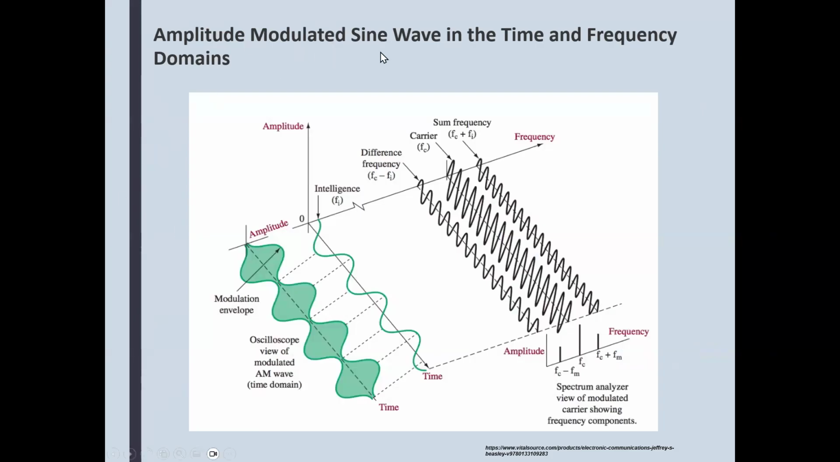An amplitude modulated sine wave, in the time and frequency domains. We have a carrier. It looks like this, almost like a 3D over 2D version of it. And we have the upper sideband and the lower sideband, and that's what the envelope looks like.